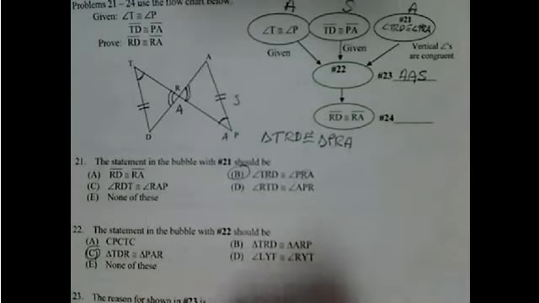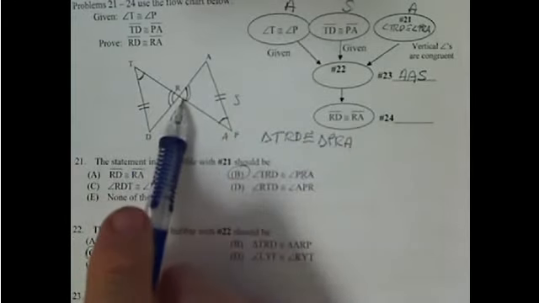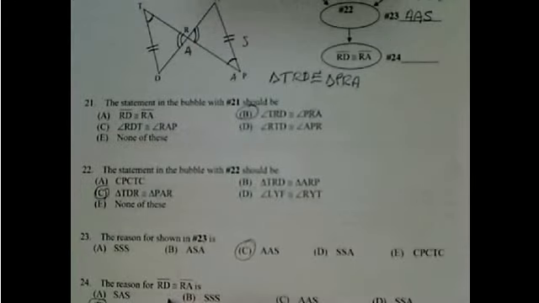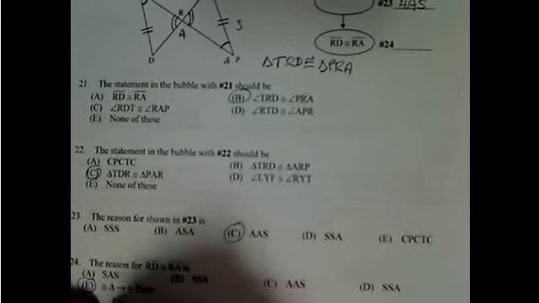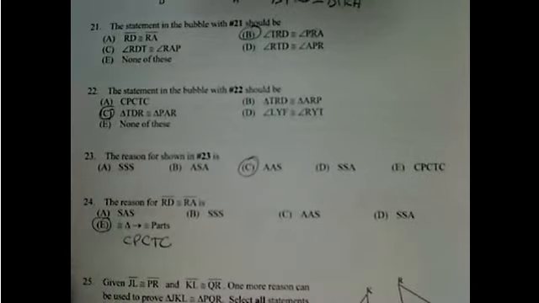Then the reason for 23, again, you look at your figure, not at what happens up here. You look at here. This is angle, angle, side. Then finally, the reason why these are congruent. Once you've shown congruence, there are two different ways you can write it. You can say congruent triangles lead to congruent parts, or you could also see it as CPCTC: congruent parts, congruent triangles are congruent. Both of those are accepted.